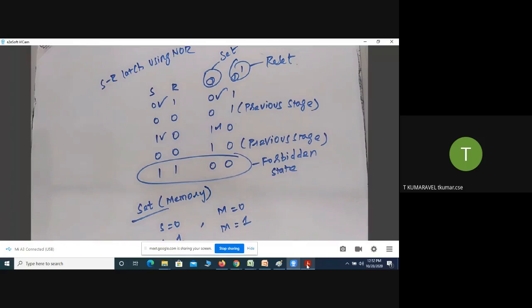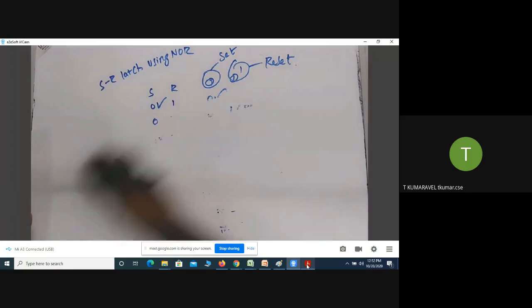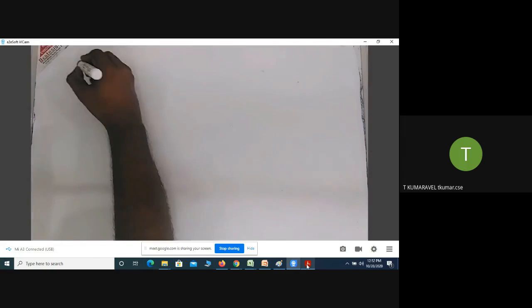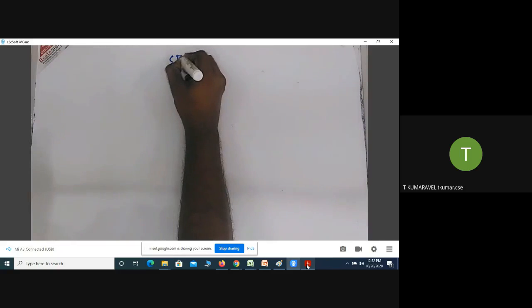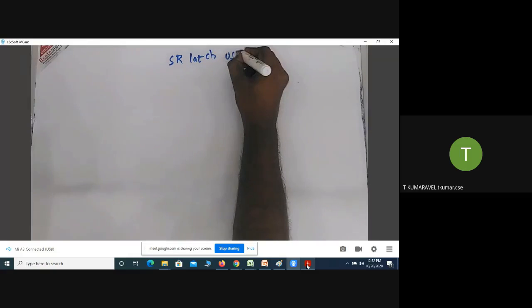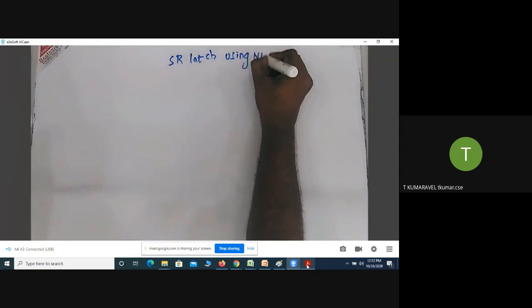Okay, sir. So next, I'm taking the SR latch, but instead of implementing it with the NOR gate, I am taking the NAND gate. SR latch implementation using NAND gate.